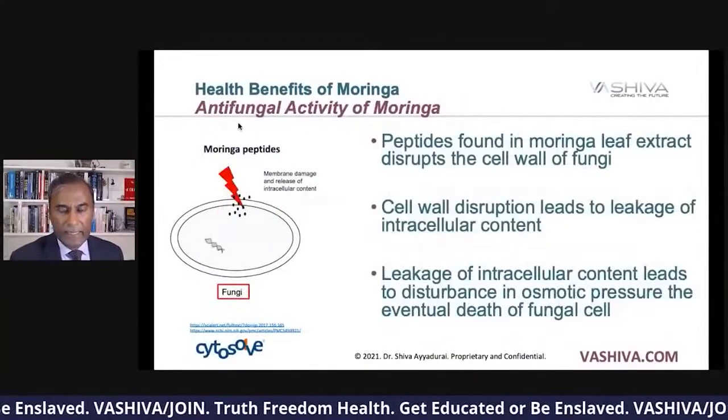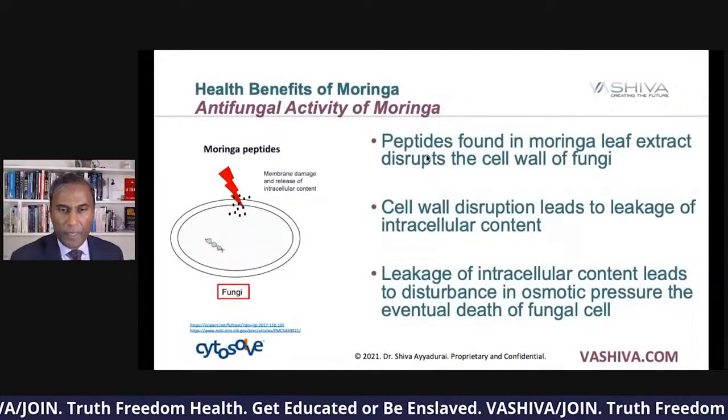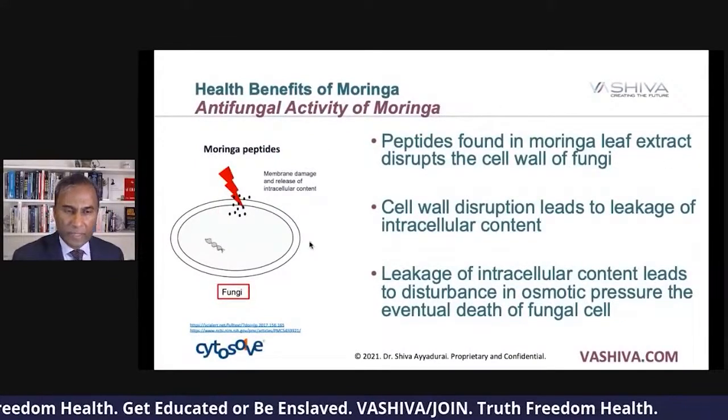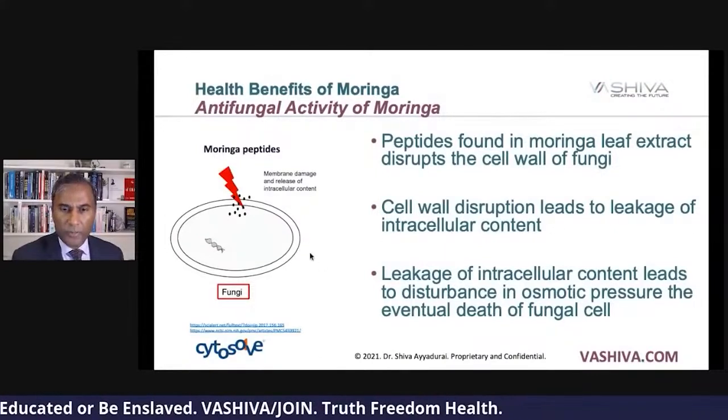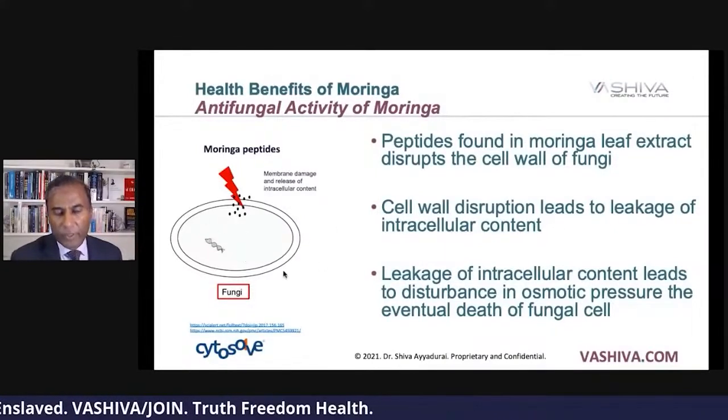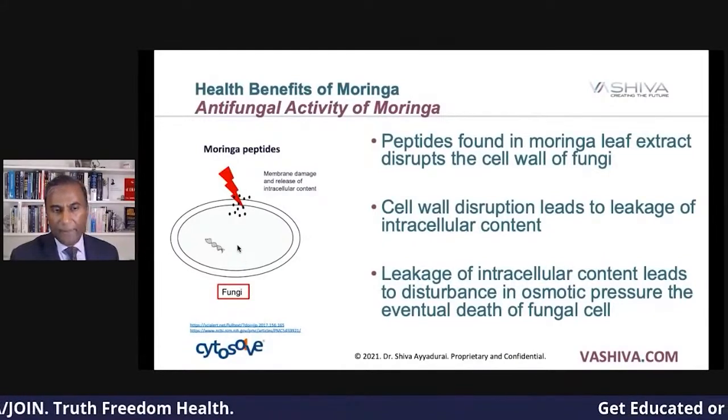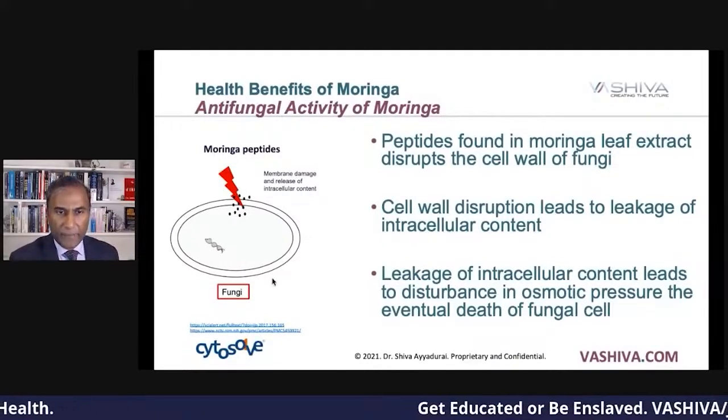The next thing is the antifungal activity. So the peptides found in the Moringa leaf also disrupt the cell wall of fungi. The cell wall disruption leads to the same thing. Very similar to what it does to bacteria. It doesn't stop the DNA transcription process, but it does stop that. So when you're looking at Moringa, what you're seeing is it's got a synergistic effect.